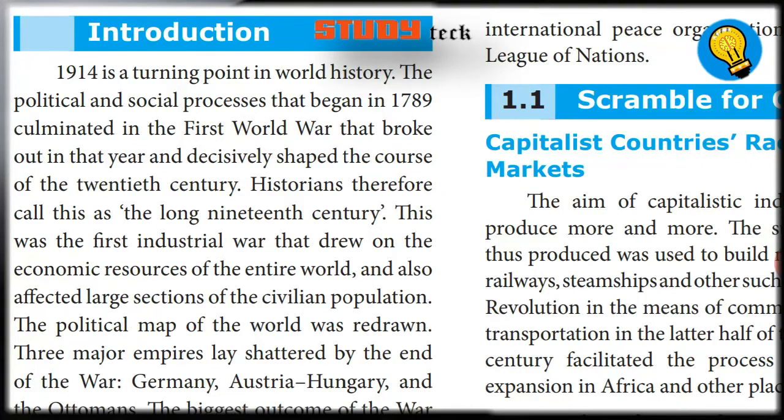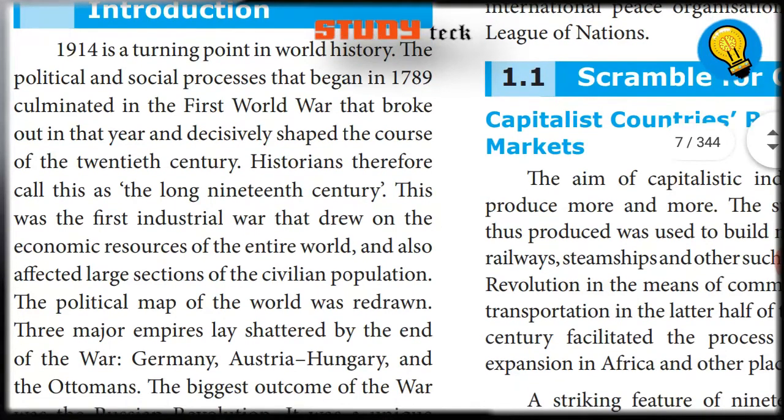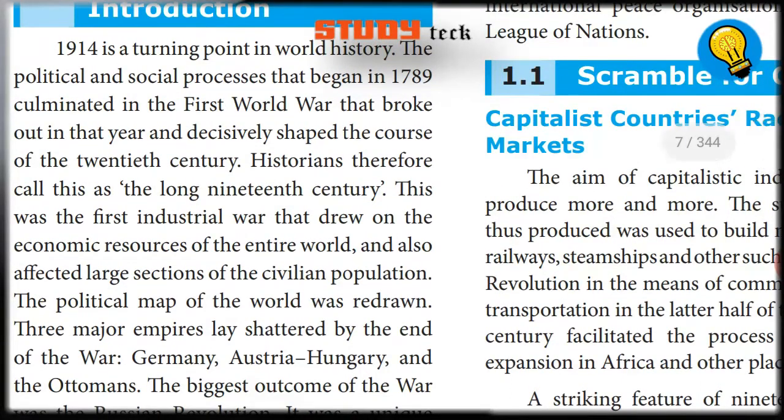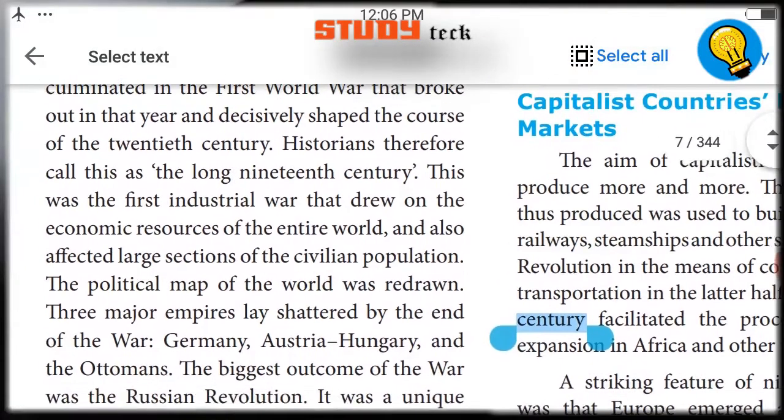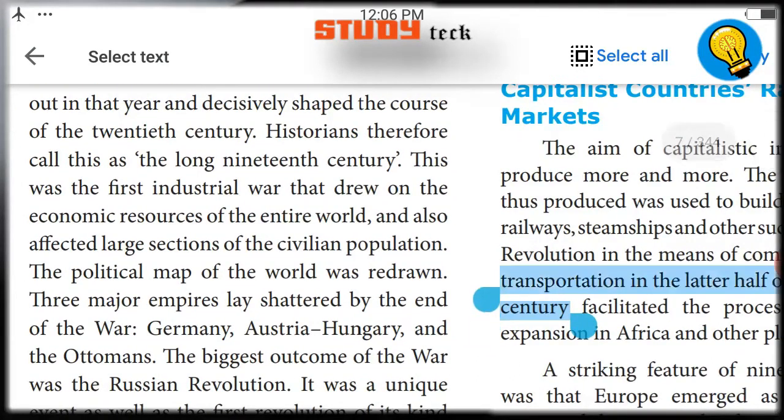The political and social process that began in 1789 culminated in the First World War that broke out in that year and decisively shaped the course of the 20th century. Culminated means reached the highest point. The social and political changes were the main cause of the First World War. Historians say that the 19th century is the long 19th century.